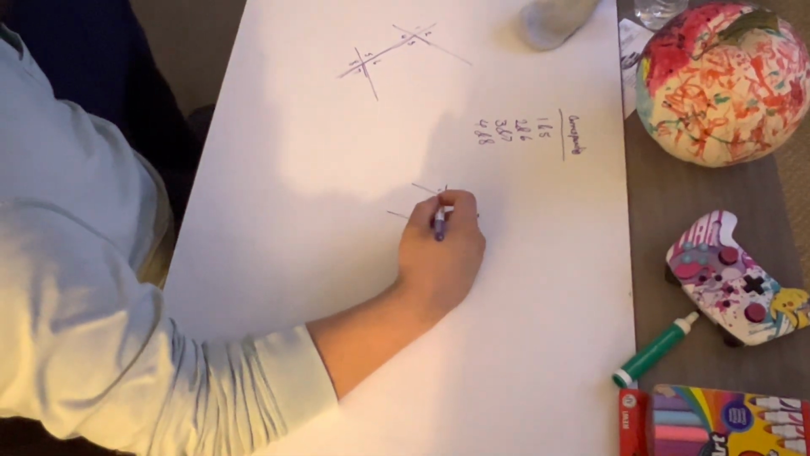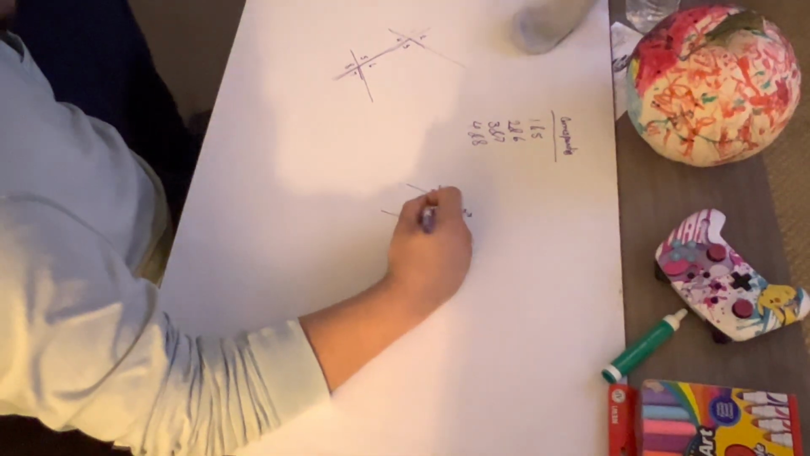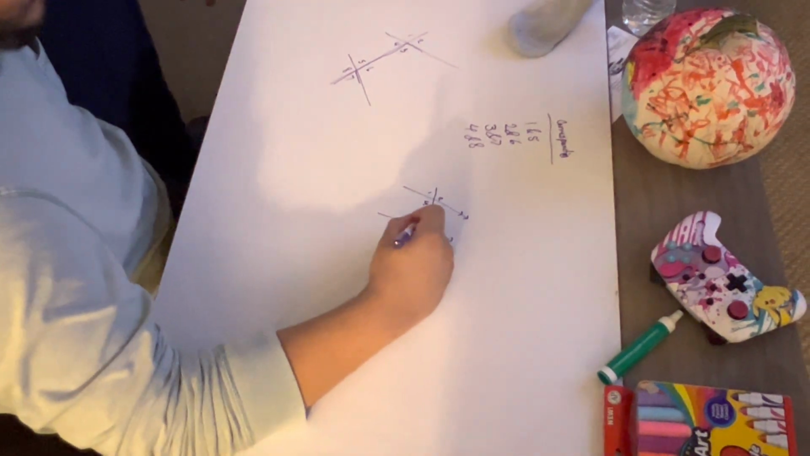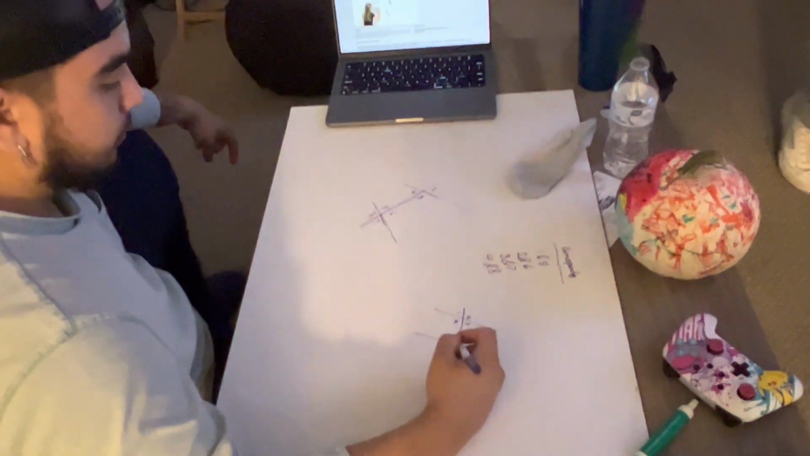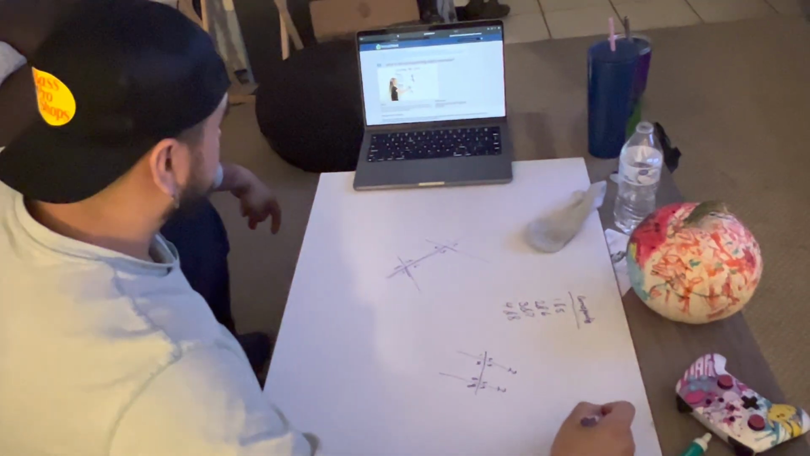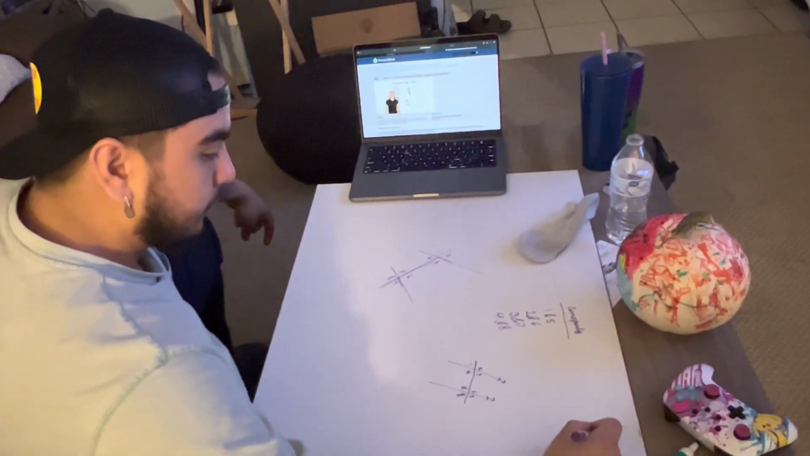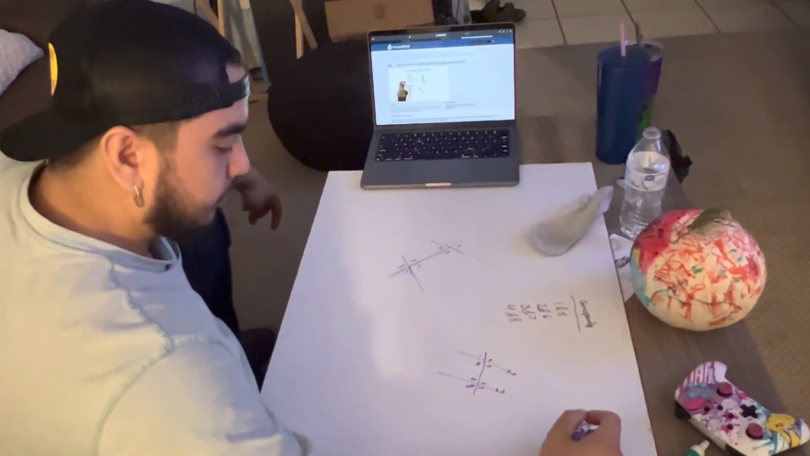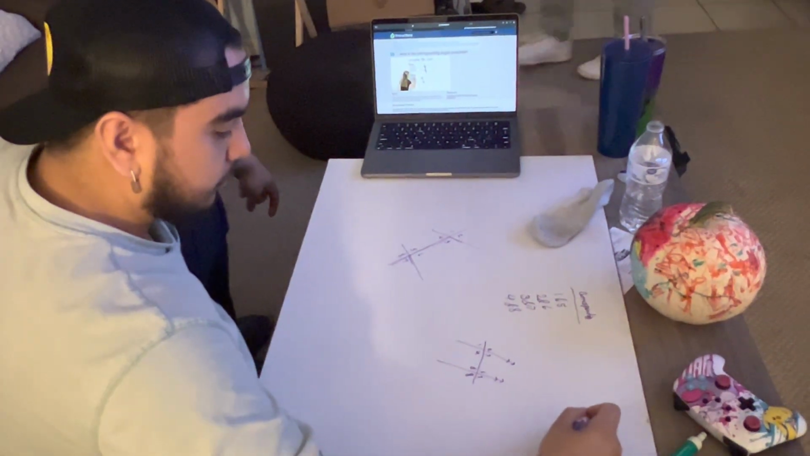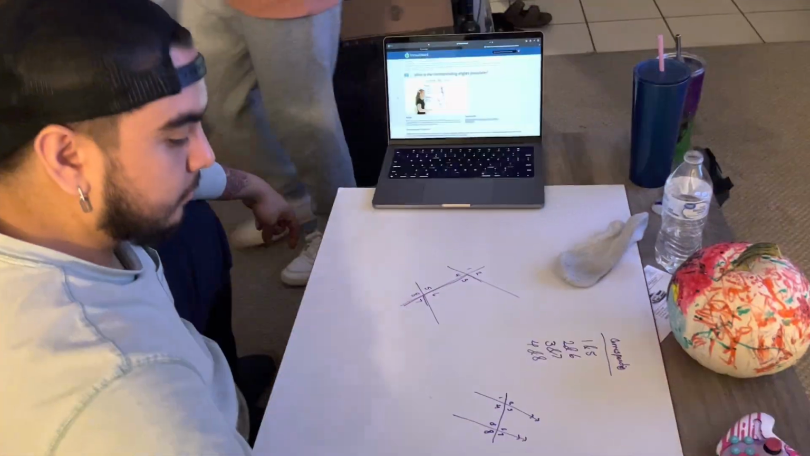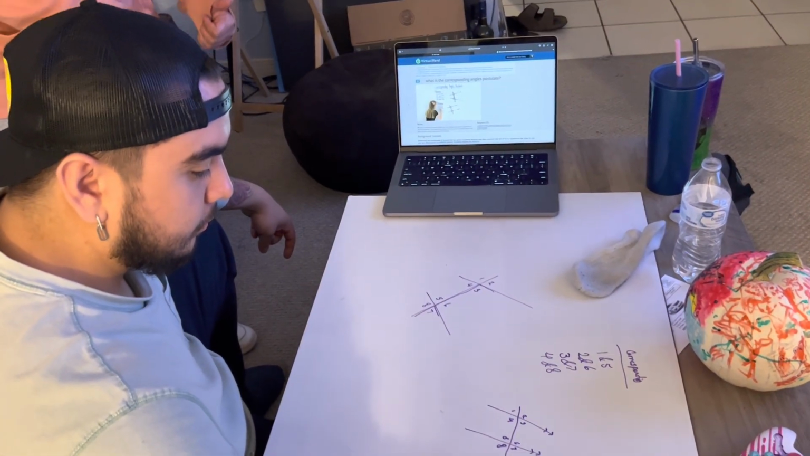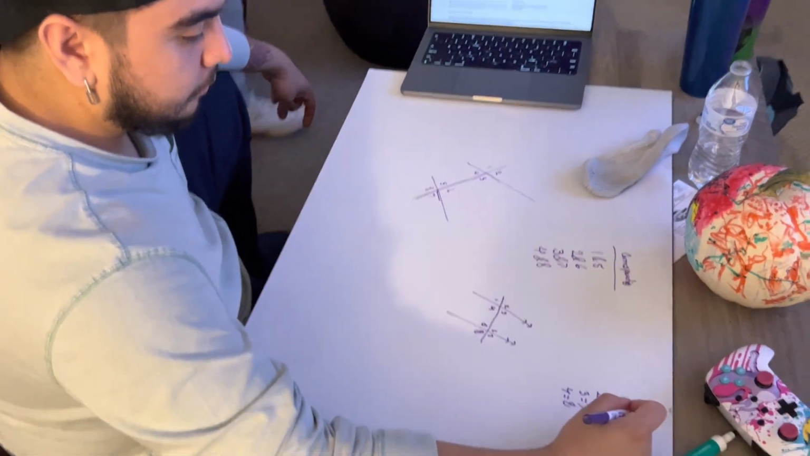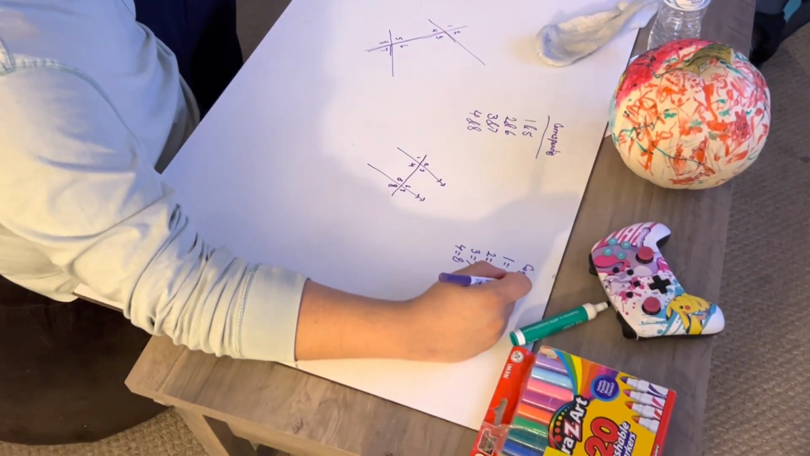So 1 and 5 are corresponding angles. That means by this postulate, 1 and 5 are congruent. So we can say angle 1 is congruent to angle 5. Well, angle 2 and angle 6 are also corresponding angles. So by this postulate, we can say angle 2 is congruent to angle 6. Likewise, angle 3 and angle 7 are corresponding angles, so they're also congruent. And lastly, angle 4 and angle 8 are corresponding angles.